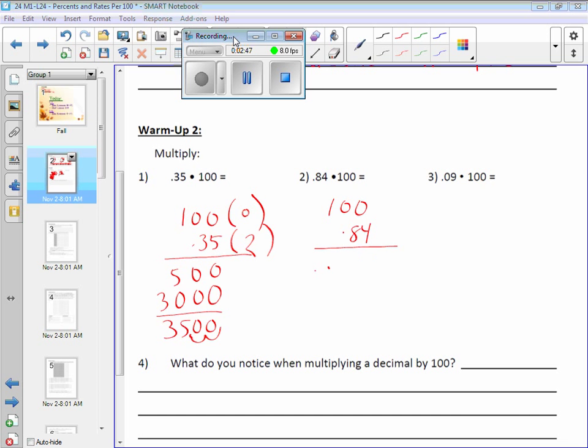If you do this, you'll get the same idea, 8400, and then the decimal gets moved over. How many times? Twice. Did I lose anybody? No. I'm still here.